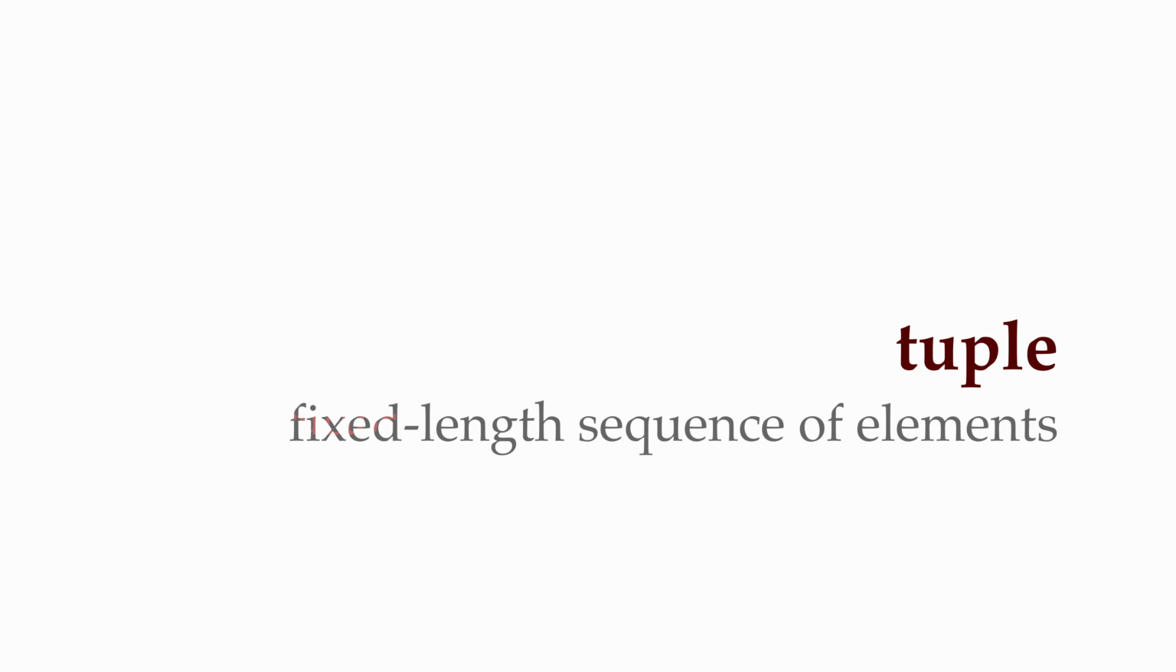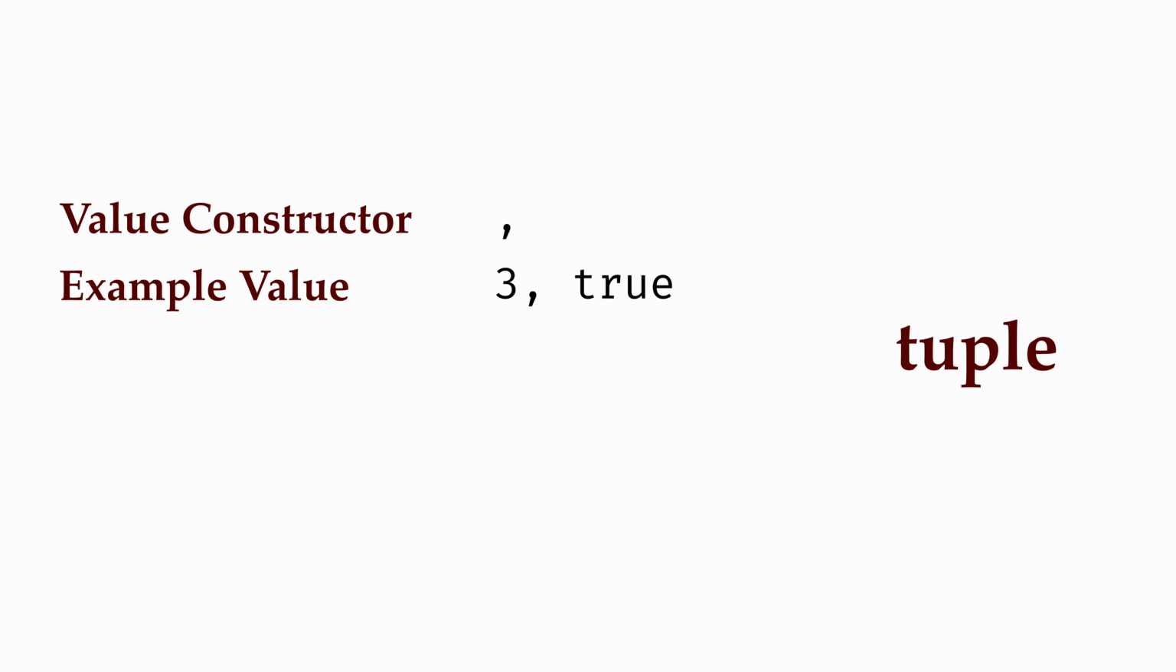A tuple is a fixed length sequence of elements. Imagine, for example, we wanted to pair together an integer and a Boolean value into a single value. To construct a tuple, we can use its value constructor, the comma. Writing 3, true creates a tuple value that stores the integer 3 and the truth value true. So what's the type of this value?